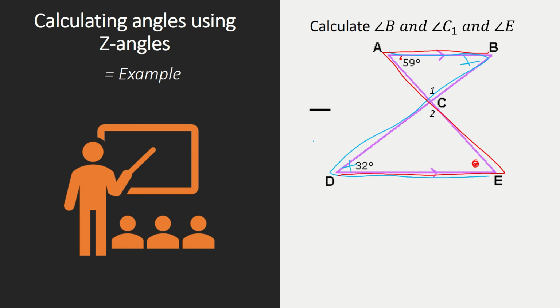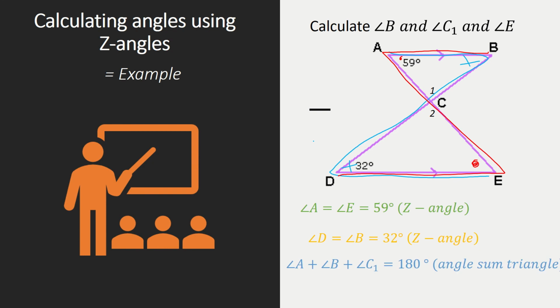It's really important that in your test or while doing your homework, you just make a sketch in your notebook and draw the Z's or the F's and make sure that you really illustrate which angles are the same. So I know now that angle A equals angle E and it's 59 degrees because it's a Z angle. Don't forget the because in between the brackets. I also know that angle D equals angle B and that's 32 degrees. And that's also because of a Z angle.